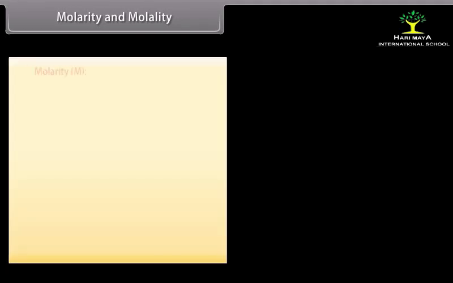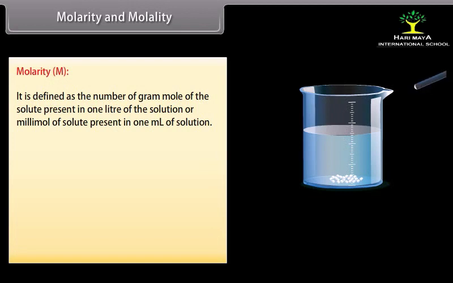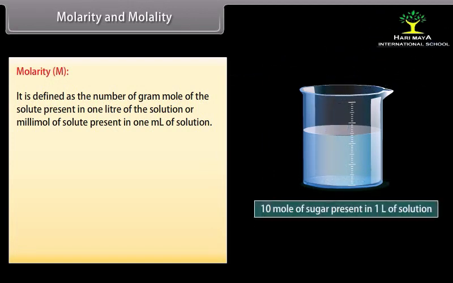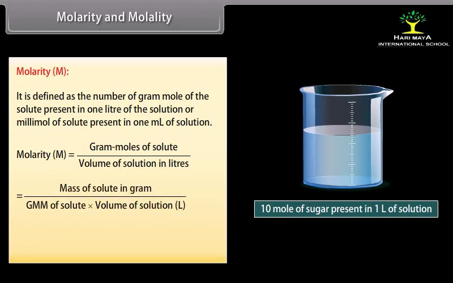Molarity and molality. Molarity is defined as the number of gram moles of the solute present in 1 liter of solution, or millimoles of solute present in 1 ml of solution. It is represented by M. Mathematically, molarity M is equal to Wb in grams divided by the product of the gram mole mass of B and the volume of solution in liters.